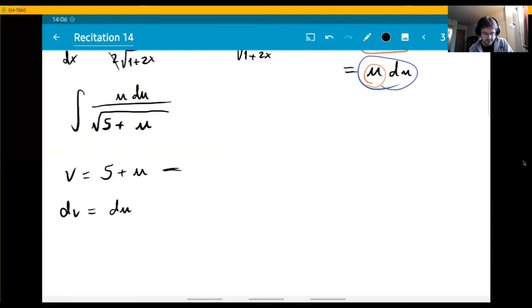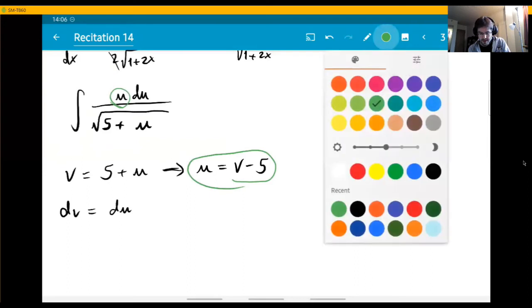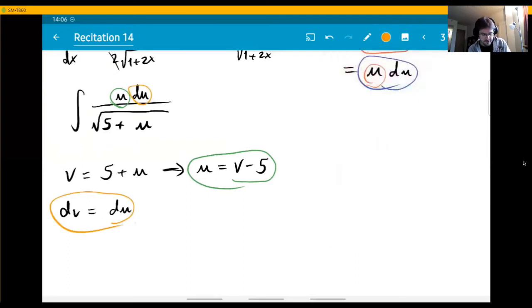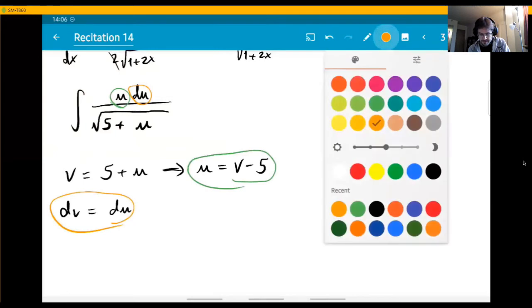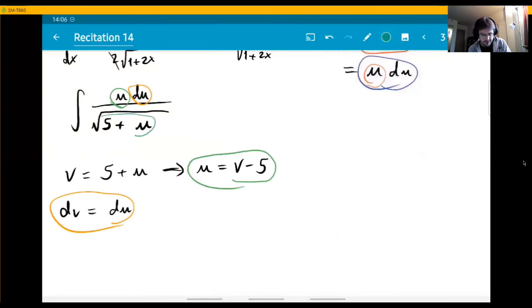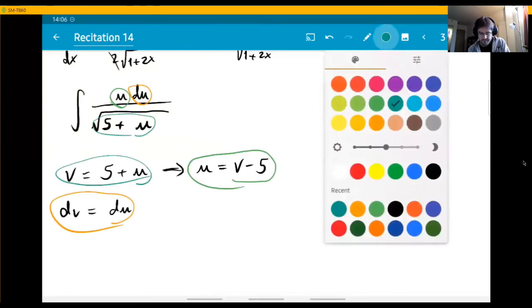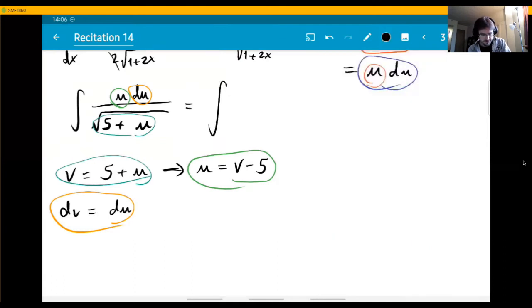But what happens to the u? Well, how do we write u in terms of v? u is v minus 5. So this will go up here, and this du is just going to be dv. Finally, the 5 plus u downstairs is just v. So this becomes, let's see, u is v minus 5, du is dv, and then square root of v. So we can continue from here now.